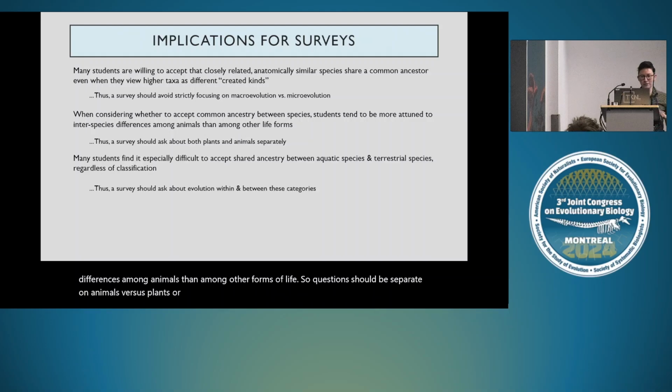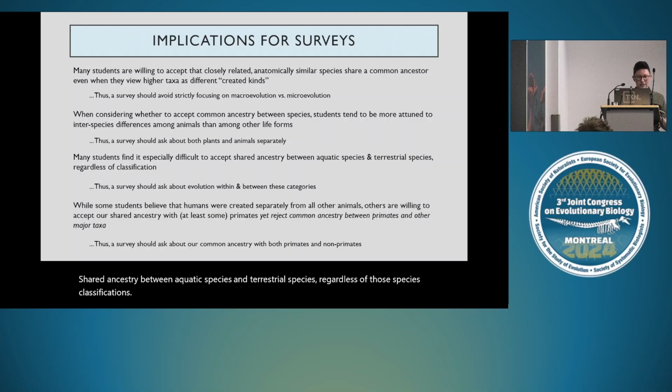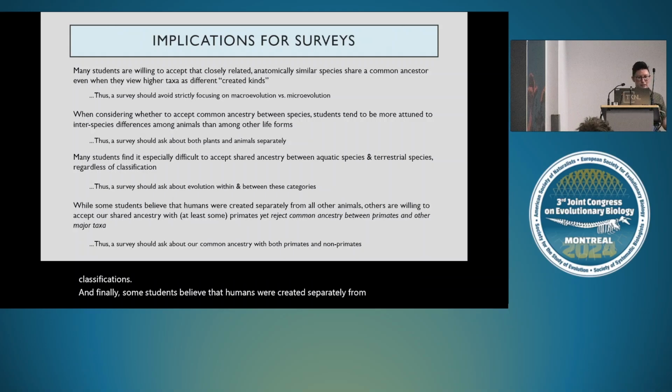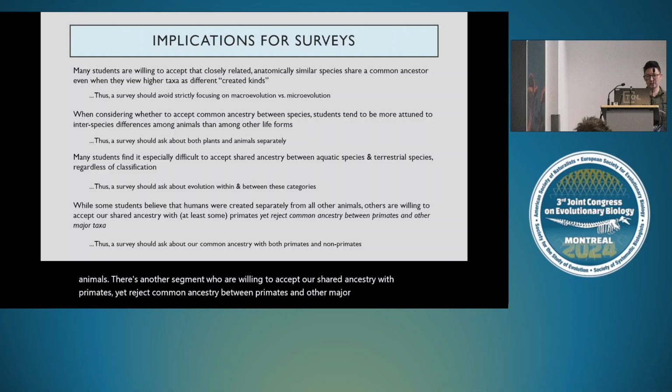Thirdly, many students find it especially difficult to accept shared ancestry between aquatic species and terrestrial species, regardless of those species' classification. And finally, while some students believe that humans were created separately from all other animals, there's another segment who are willing to accept our shared ancestry with primates, yet reject common ancestry between primates and other major taxa. So we should ask about our common ancestry with both primates and non-primates on surveys.